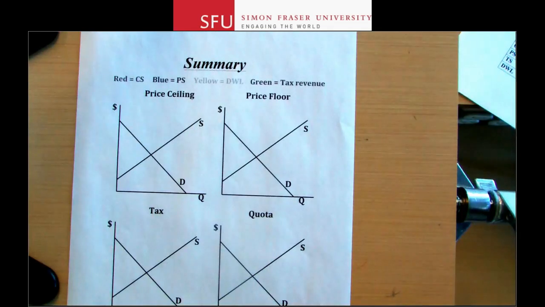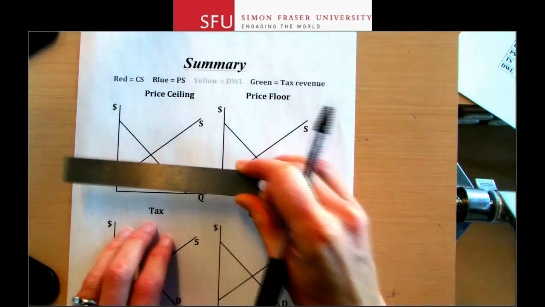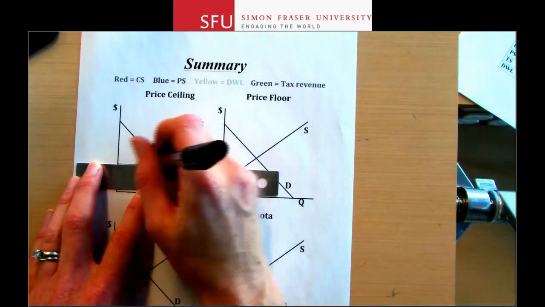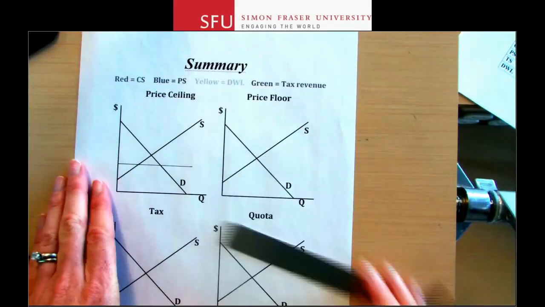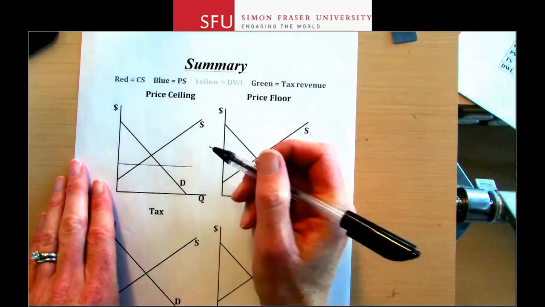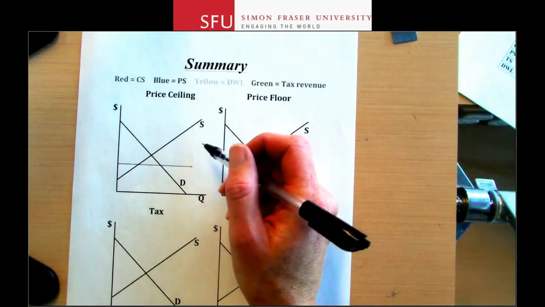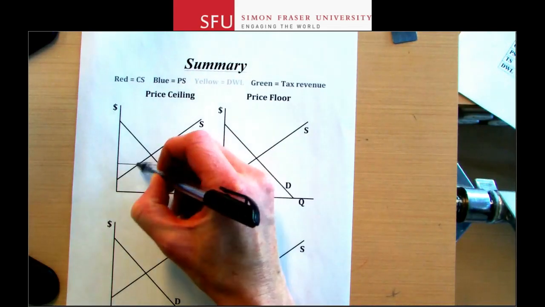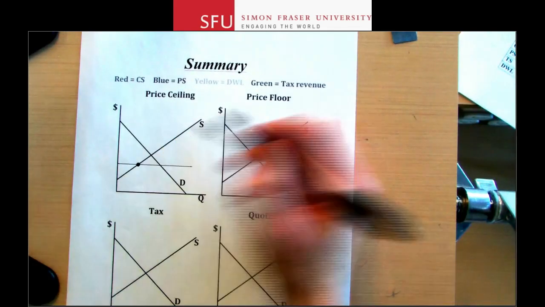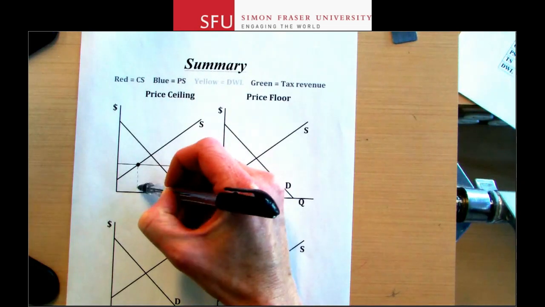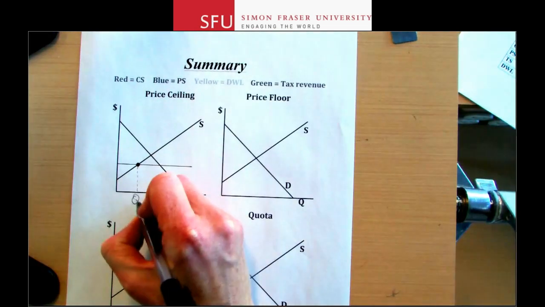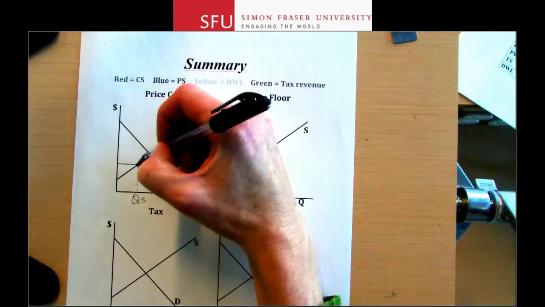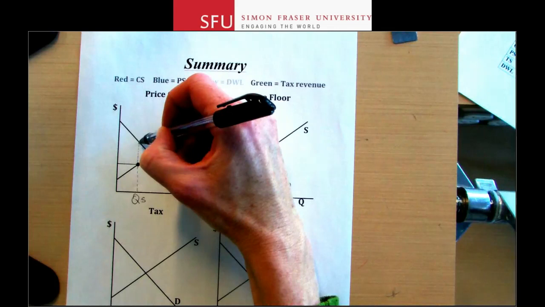Okay, price ceiling. Now, price ceiling goes below the equilibrium. So we just draw a horizontal line below the equilibrium. And the quantity that is supplied is now here. So at this price, going over to the supply curve, this will be the quantity supplied. Now, I'll draw that dotted line up here.